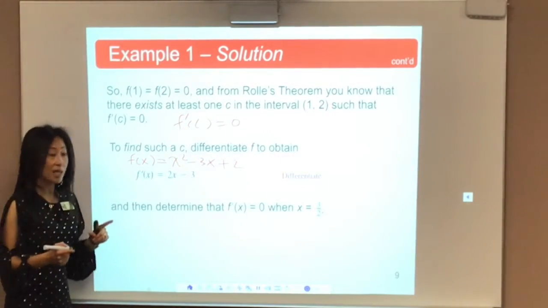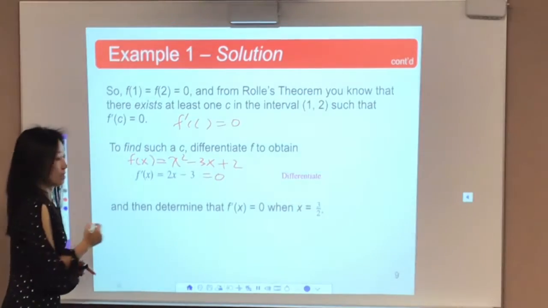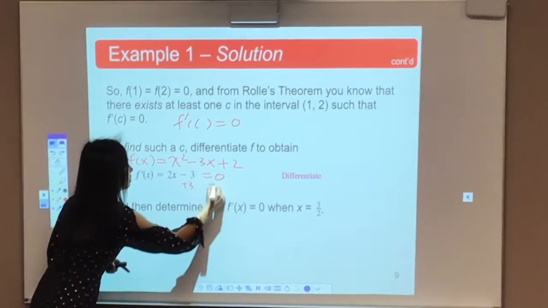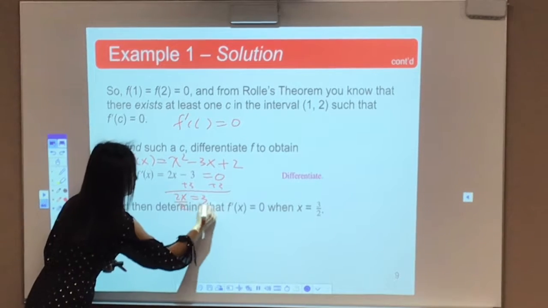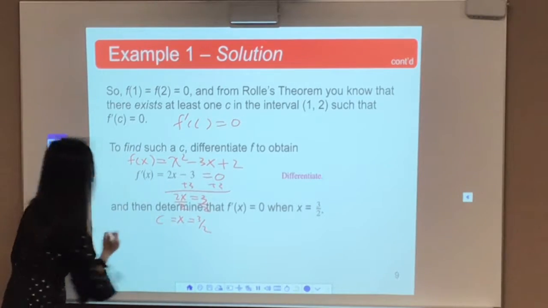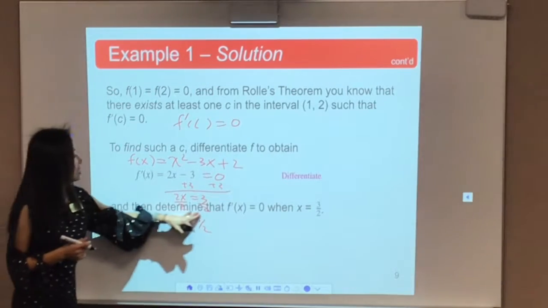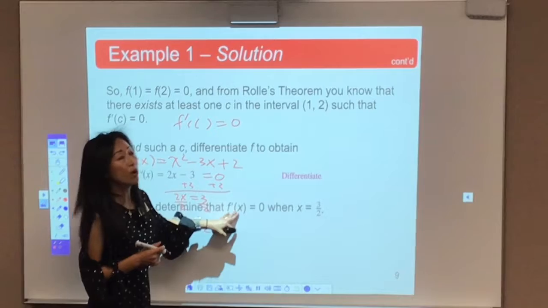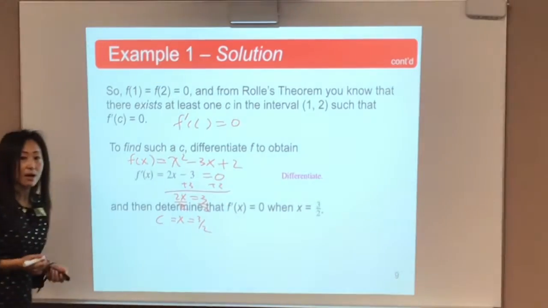So what can I do? I can set this equal to which number? 0. That's right, add 3. And 2x equals 3, which means divided by 2, x equals 3 over 2. That is my specific C. That's my critical number. Are you following me, class? So it says then determine that f prime of x equals 0 when x equals 3 over 2. That is my critical number.